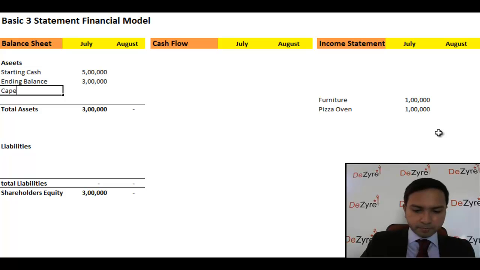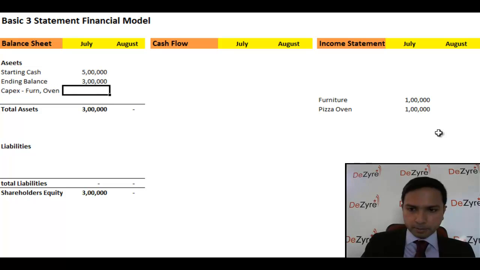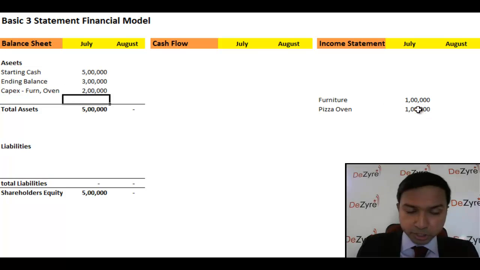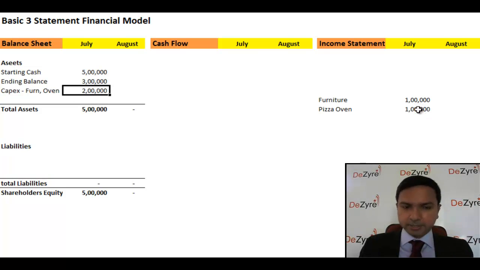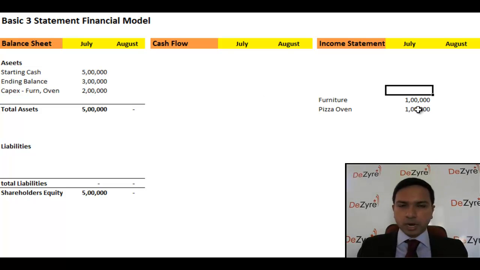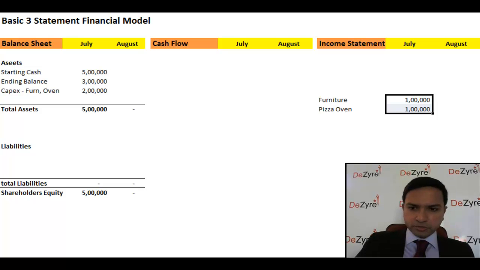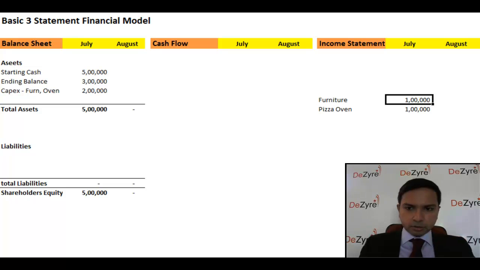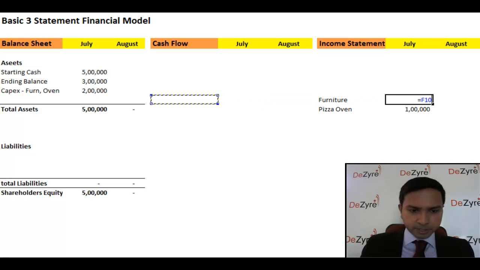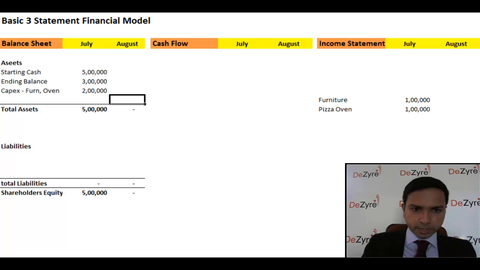So we're going to go here to the balance sheet, and we're going to say capex, and the capex of the furniture, I'm just going to write this in short form, all right? Furniture and oven is how much? 1 lakh plus this 1 lakh, that's your furniture and your oven, 2 lakhs in capex. Now here what are we going to do? Are we going to record this entire 1 lakh and 1 lakh as cost here? Not really.